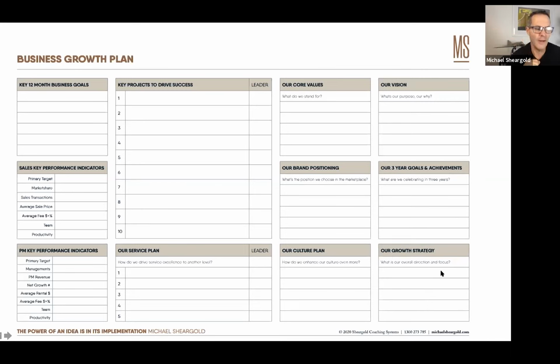So this could be an example where you've made the decision that you would love to increase your property management portfolio. We want to grow into this particular marketplace in sales. We'd like to add this many people to the sales team. What's our overall growth strategy looking like?